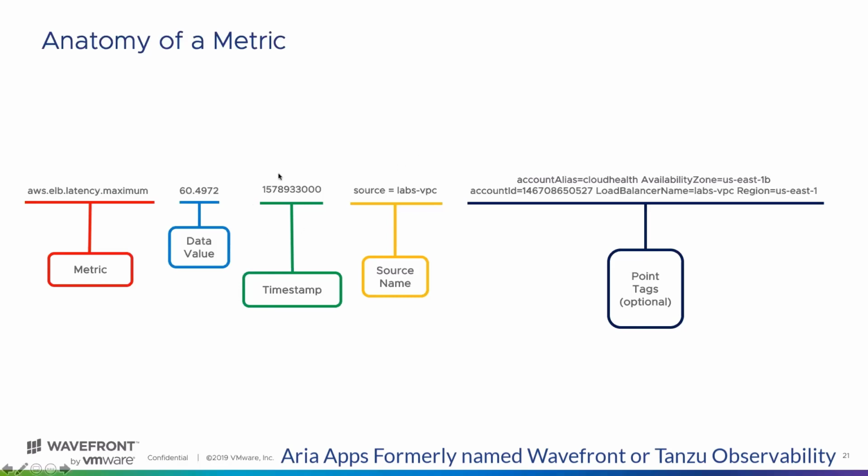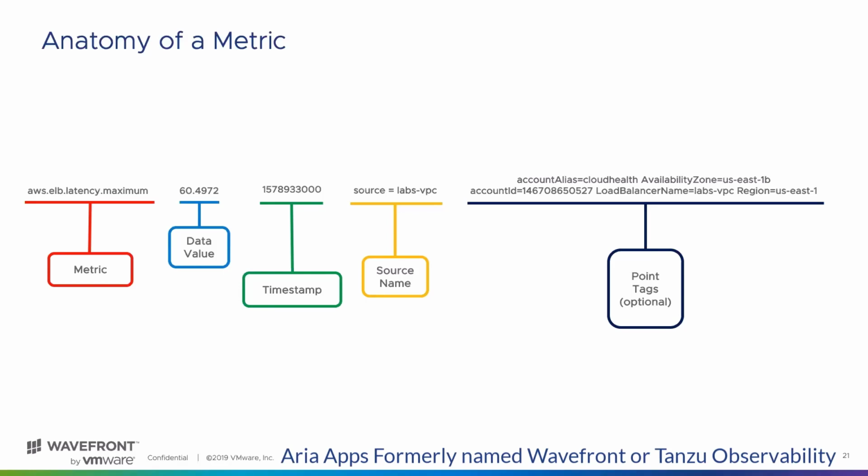Timestamp is in Unix epoch seconds. The minimum granularity is 1 second. So if you really wanted to, you could send a new value every second. Most people don't. And it is also flexible, though.